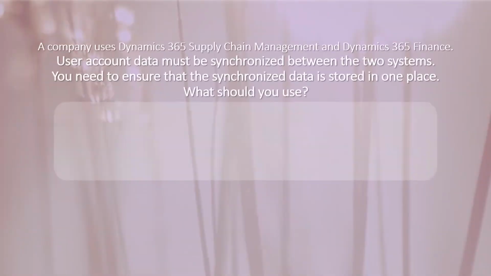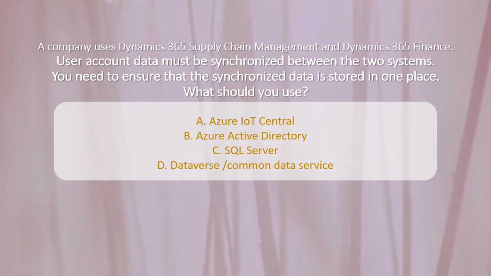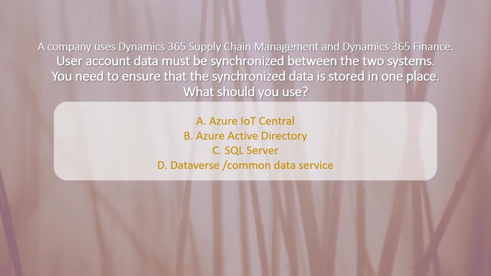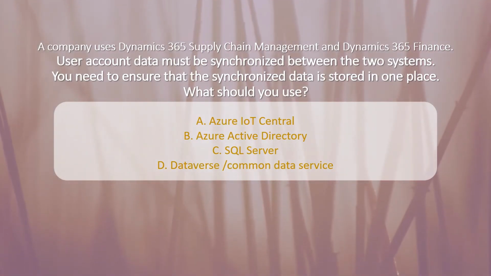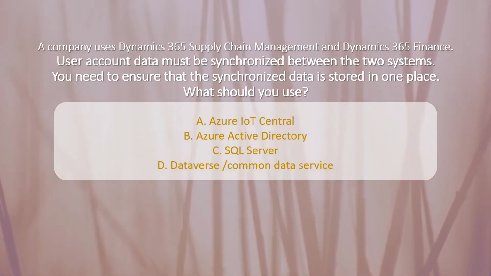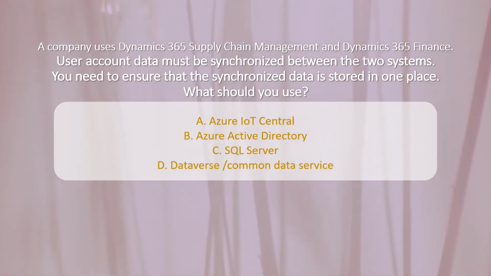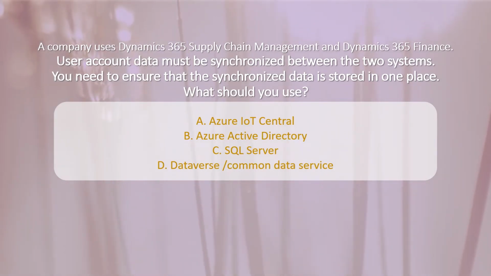A company uses Dynamics 365 Supply Chain Management and Dynamics 365 Finance. User account data must be synchronized between the two systems. You need to ensure that the synchronized data is stored in one place. What should you use? A. Azure IoT Central, B. Azure Active Directory, C. SQL Server, D. Dataverse, Common Data Service. The answer is D. Dataverse, earlier known as Common Data Service.